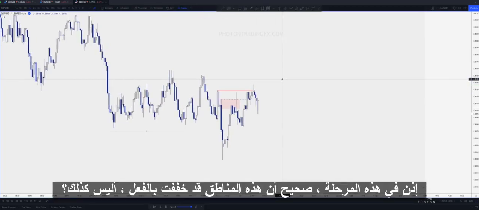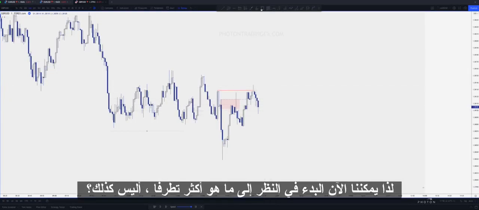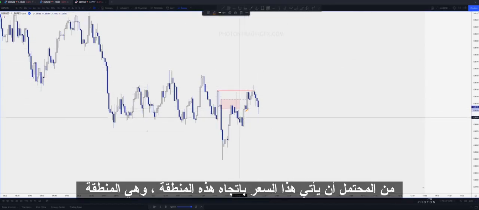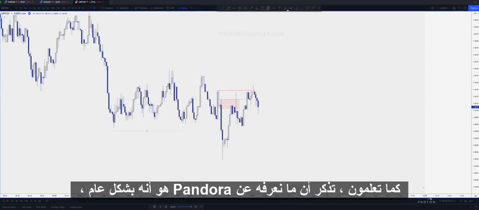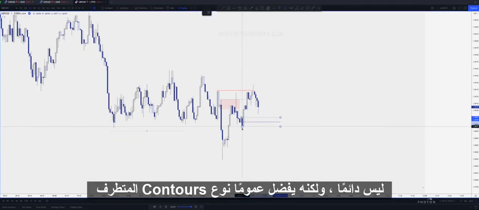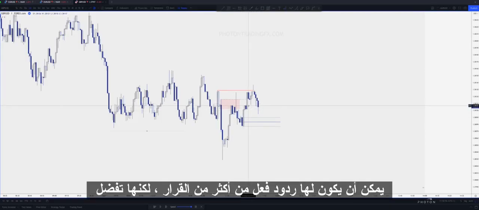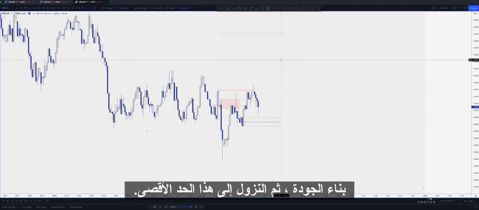So at this point, right, this zone is already mitigated, right, because it tapped into to cause that change of character. So now we can start to look at more of the extreme, right, because we have essentially this acting as inducement potentially for this price to come in towards this zone, which is the origin of the failed reaction and the origin of that change of character. And remember what we know about pound dollar is it generally, not always, but it generally prefers to kind of come to those extreme points.